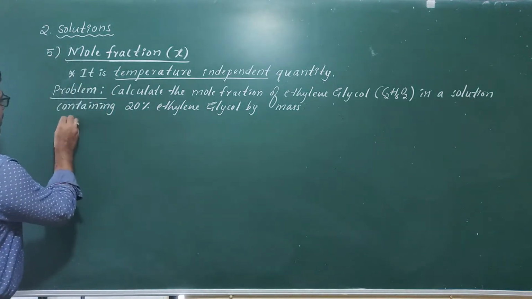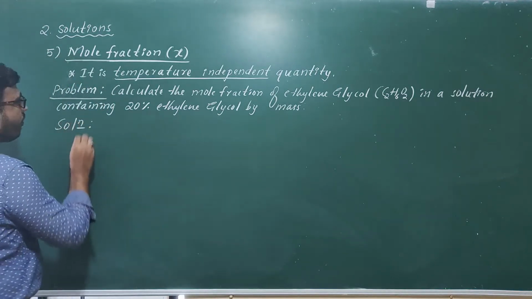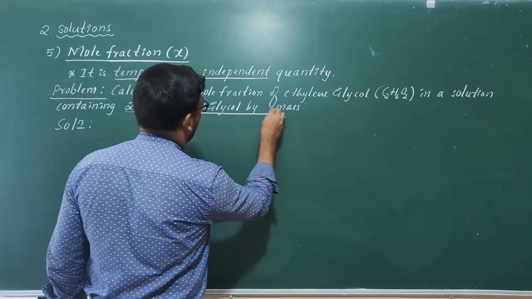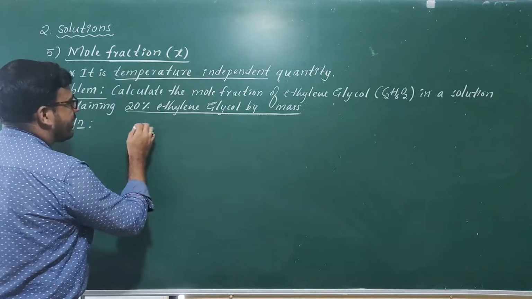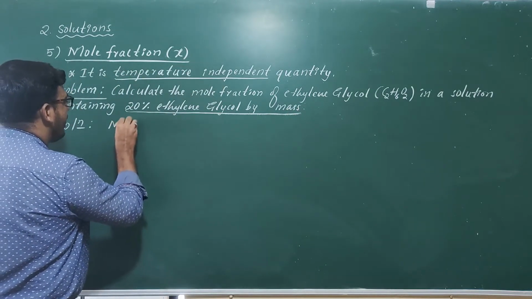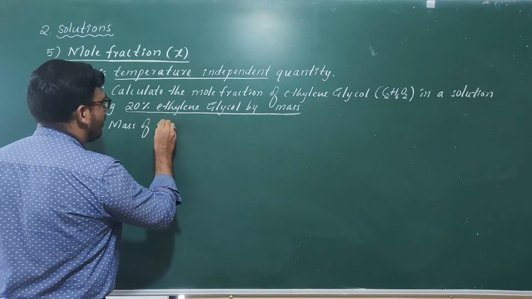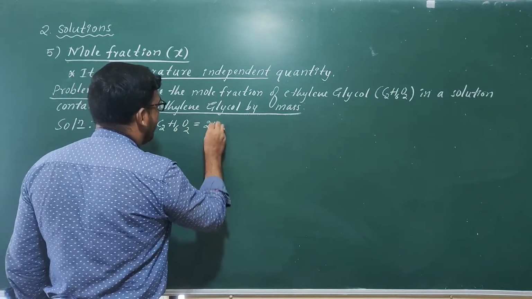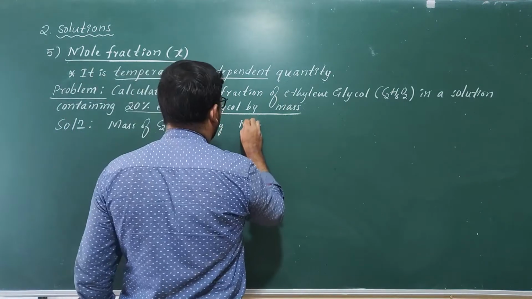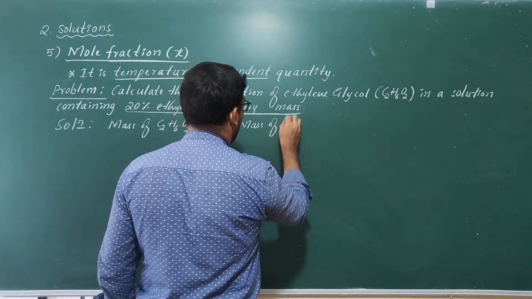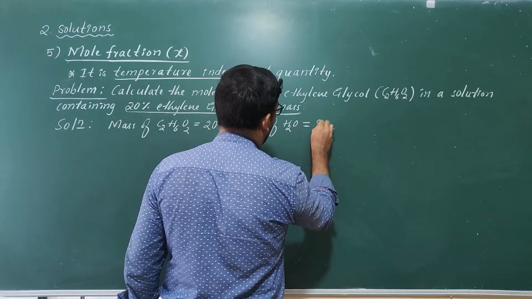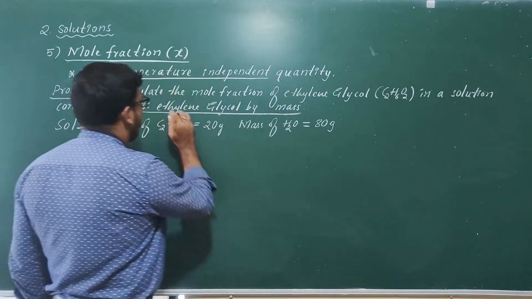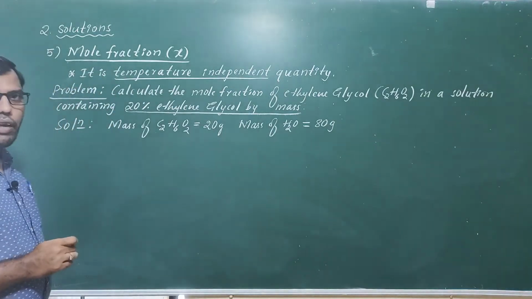Okay, so now the solution. 20% ethylene glycol by mass. I am underlining this one so that you can understand easily. So 20% ethylene glycol means the mass of C2H6O2, from this sentence, is 20 gram, and the mass of water, H2O, is equal to 80 gram. I have understood these values from this sentence, 20% ethylene glycol by mass.